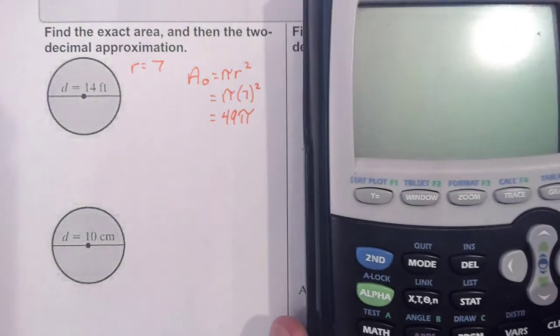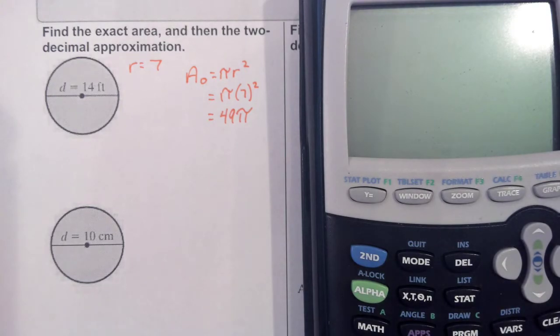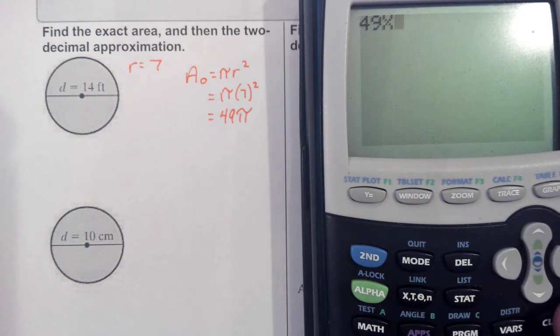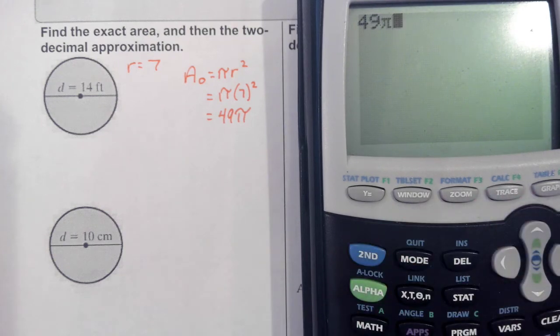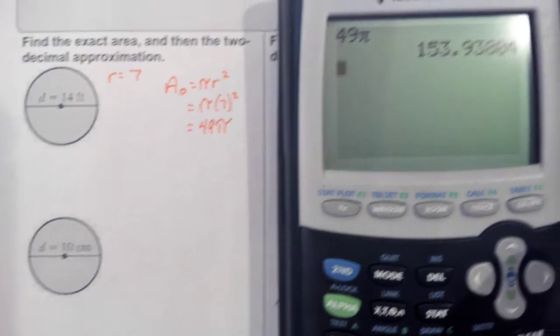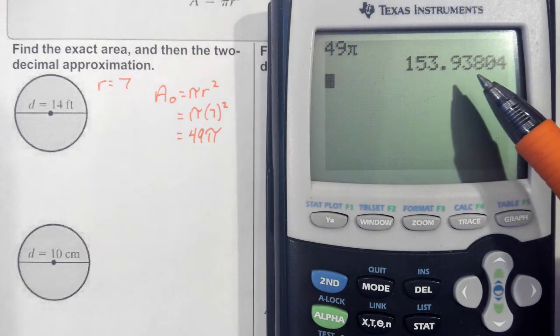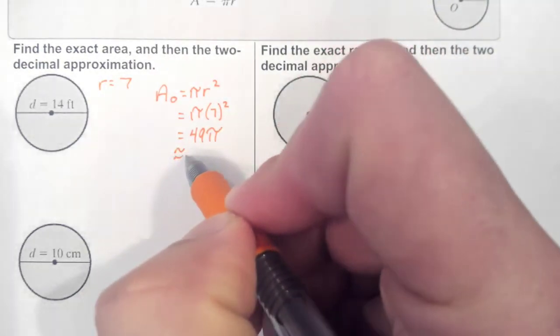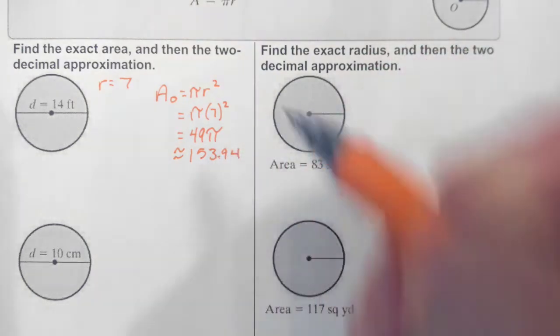For a two decimal approximation, that sounds to me like we should be using the pi button on our calculator instead of just the 3.14. So I will do 49 pi. Oh, I missed it. Where's my pi button? There it is. Okay, 49 pi. There we go. Sorry, technical difficulties. Rounded to the nearest two decimal places is going to be 153.94. So that's approximately 153.94.